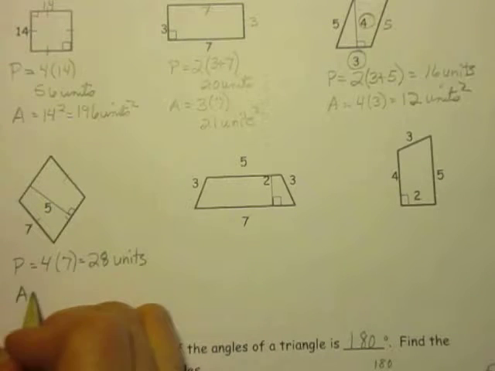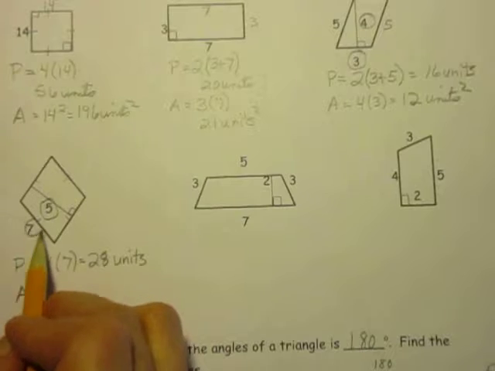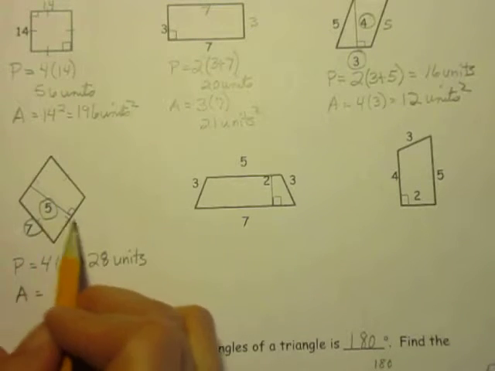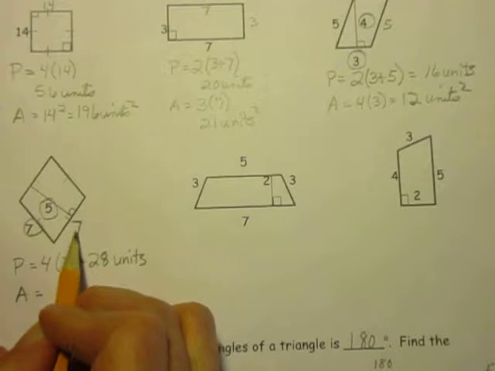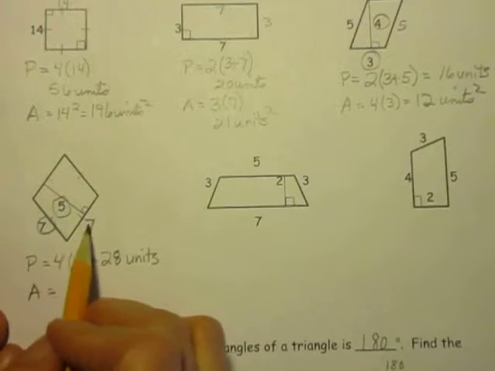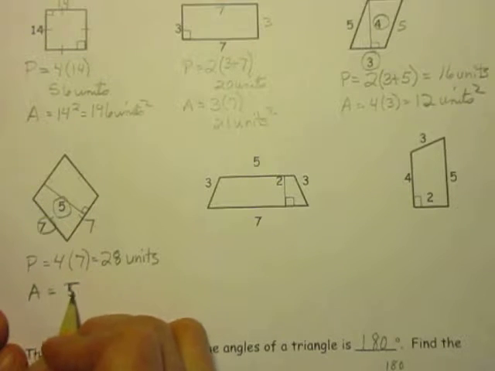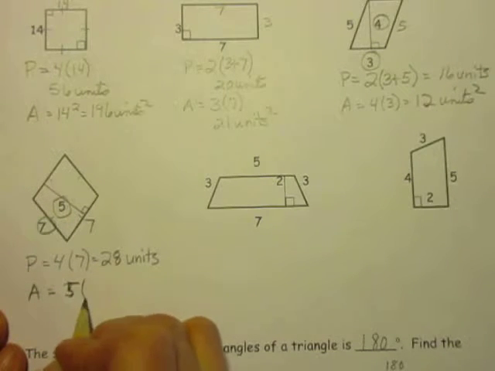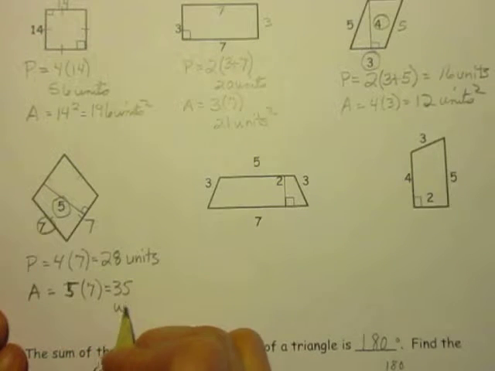And then when I go to do my area, I have to remember I have to pick the 2 that are at right angles to each other. This is my height in here. If this is 7 here, this would be 7 here. So I have to take base times height, which would be 5 times 7, and that is going to give me 35 units squared.